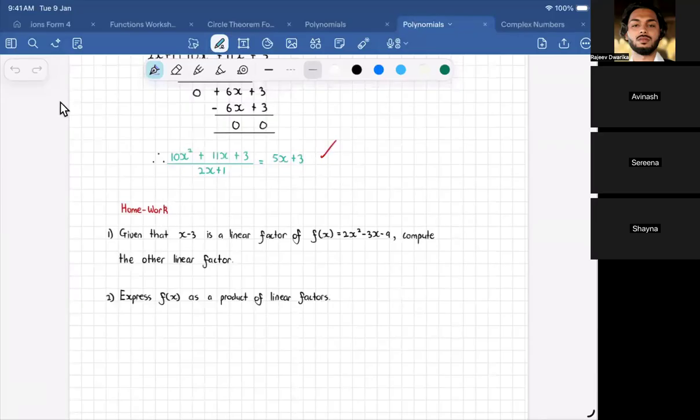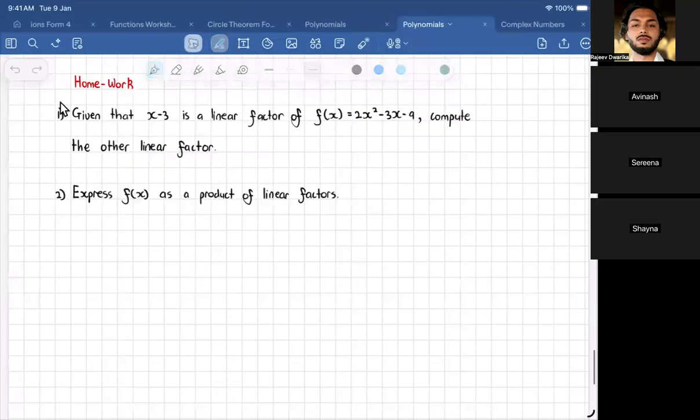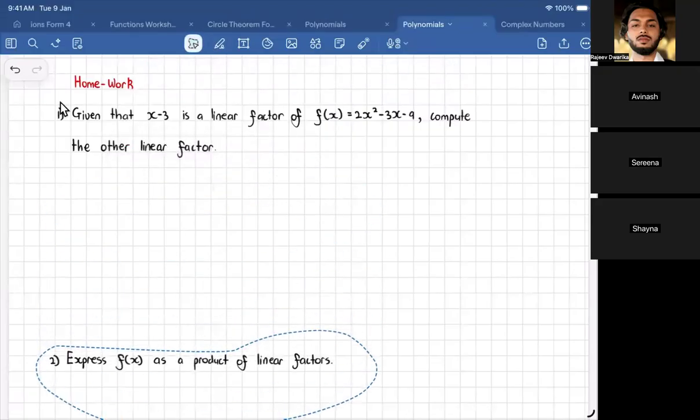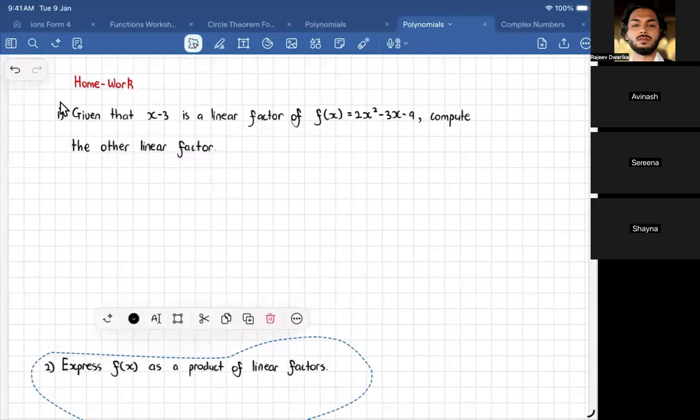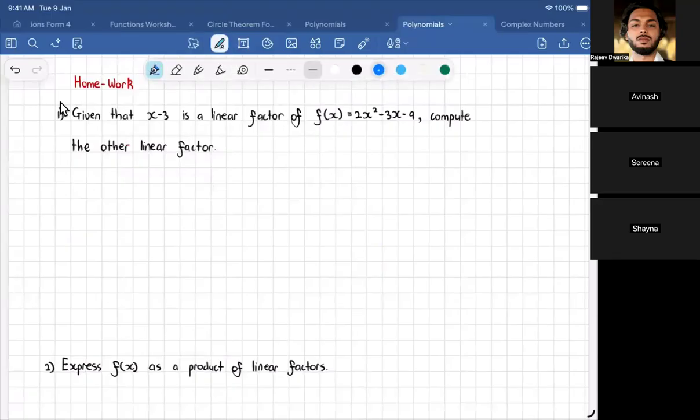So Avinash, let me start off with the homework. Read the homework from a fast. Given that x minus 3 is a linear factor of f(x) = 2x squared minus 3x minus 9, complete the other linear factor. All right, so tell me what to do.